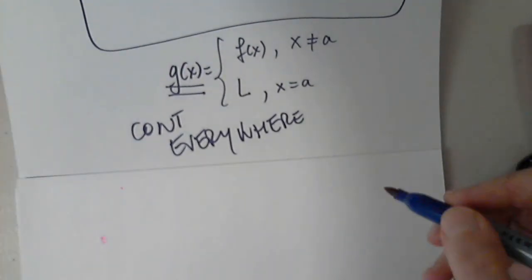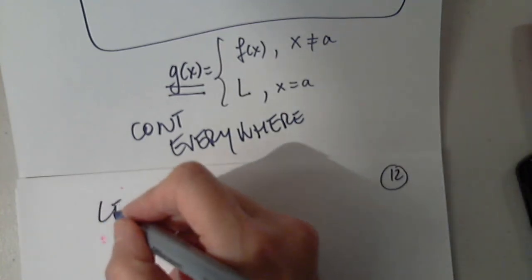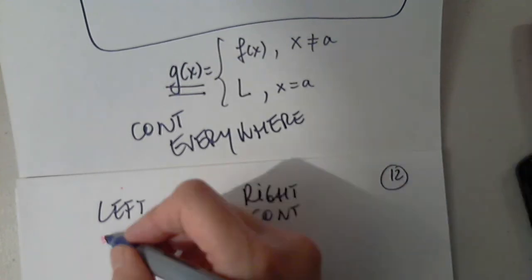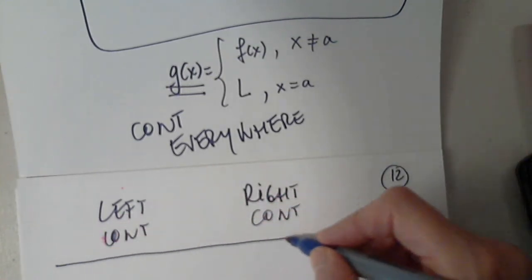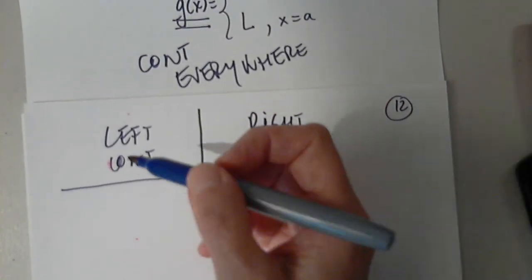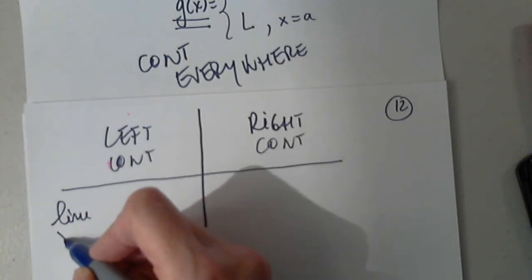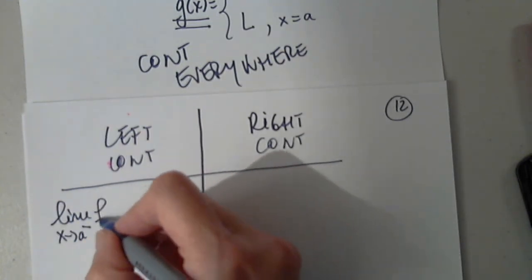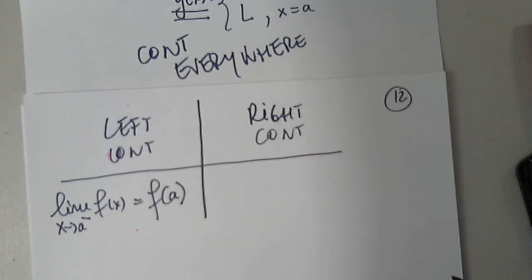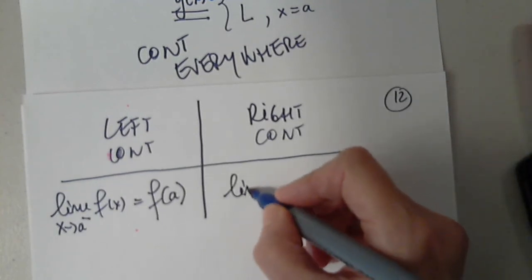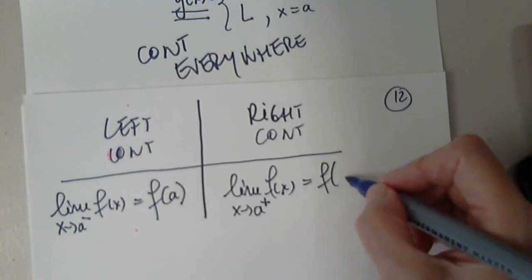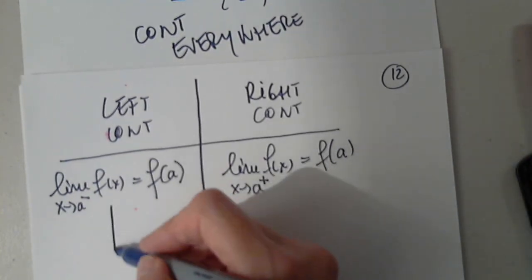So, left and right continuity. The left continuity is the limit as x approaches a from the left of f of x equals the function value at that point. The right continuity is the limit of f of x as x approaches a from the right equals f of a. How does this look?